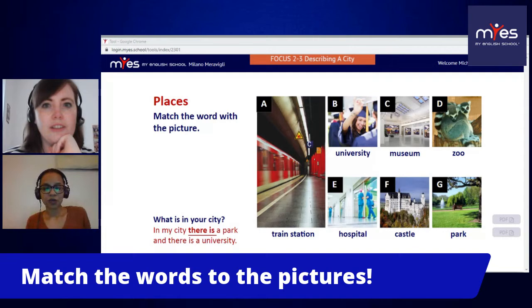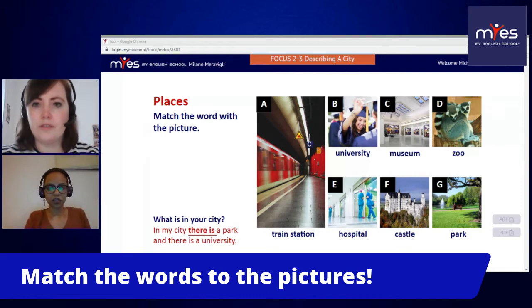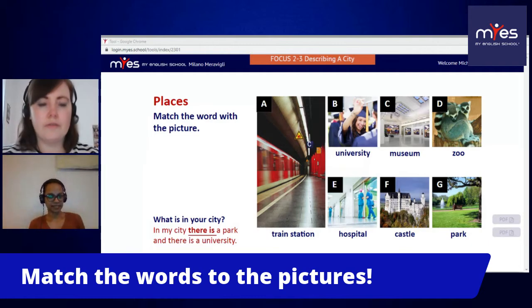So I just want to point out the use of there is here. Whenever you have a singular noun, you use there is. So there is a, so just one. There is a park, there is a university. We use there is. The verb to be is. Just remember that. It's important.